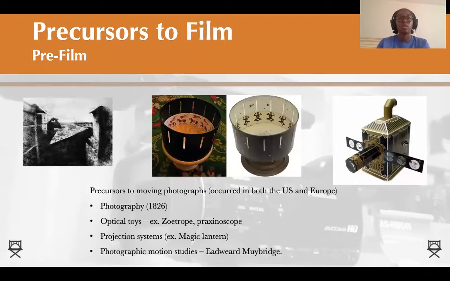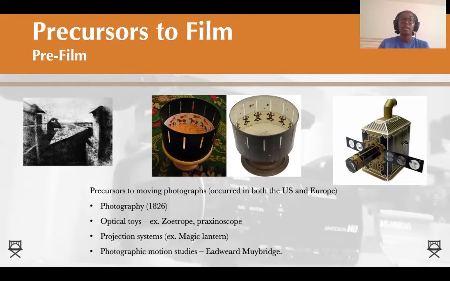Okay, so let's start with the precursors of film. So of course, as we know, before film comes photography because film is basically tons of photographic images. So on the left, you see the very first image, or what we believe to be the very first photographic image ever taken. In the middle, you see optical toys like the zoetrope and the praxinoscope.